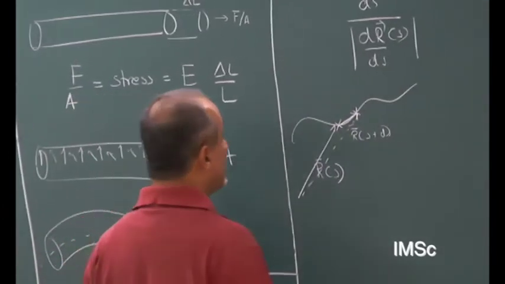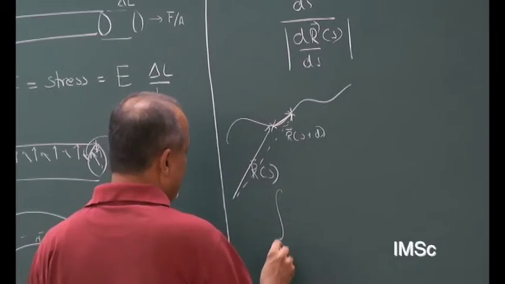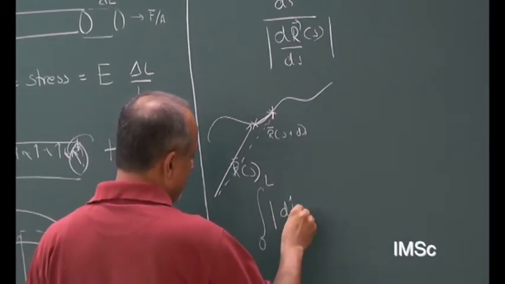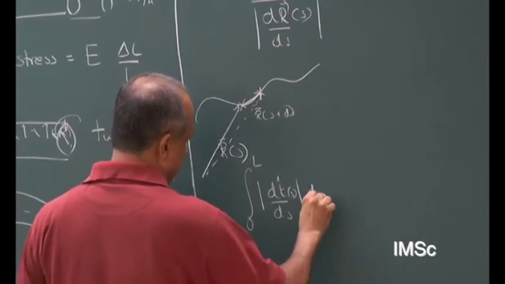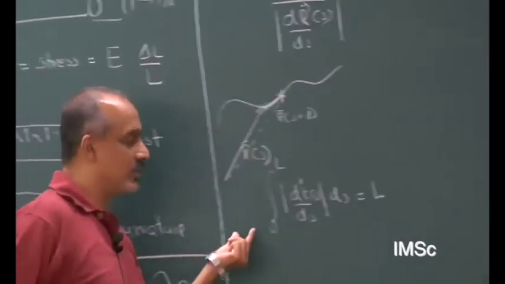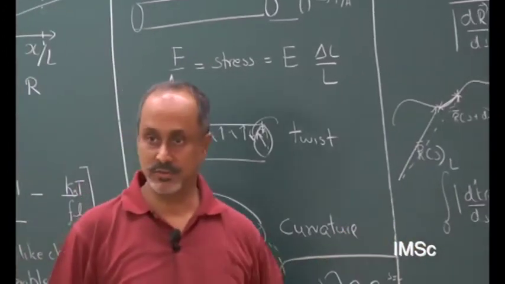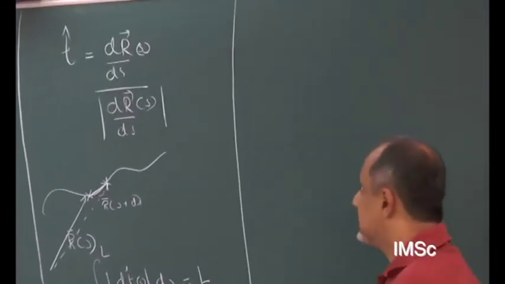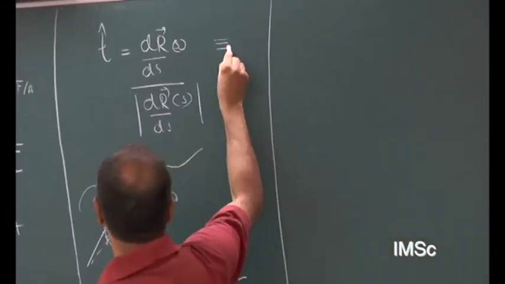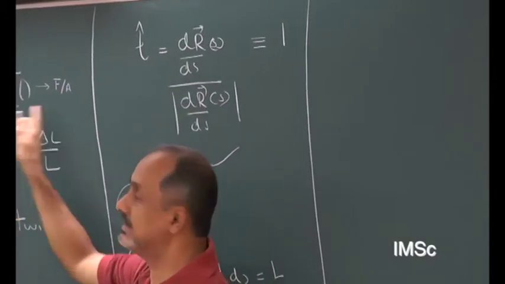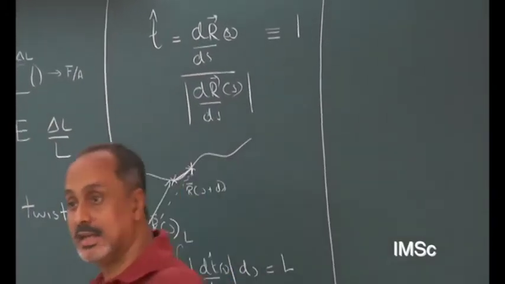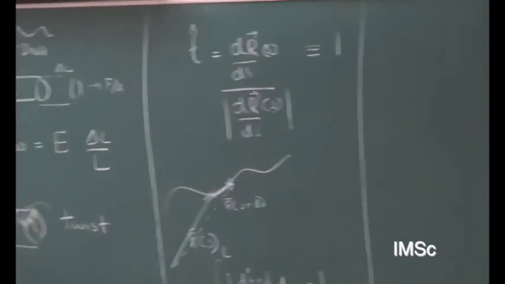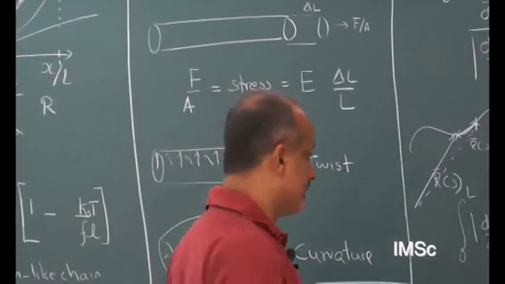Now, if it is normalized, and if I integrate between 0 and L of the magnitude of dr by ds times ds, this should give me just L, because this quantity is 1, and I'm integrating over s. So this is a constraint to be incorporated, and the constraint that mod t is defined to be equal to 1 says that there is no pulling involved. I can deform it, but I have to deform it at fixed overall length. And that is how I impose this particular condition.